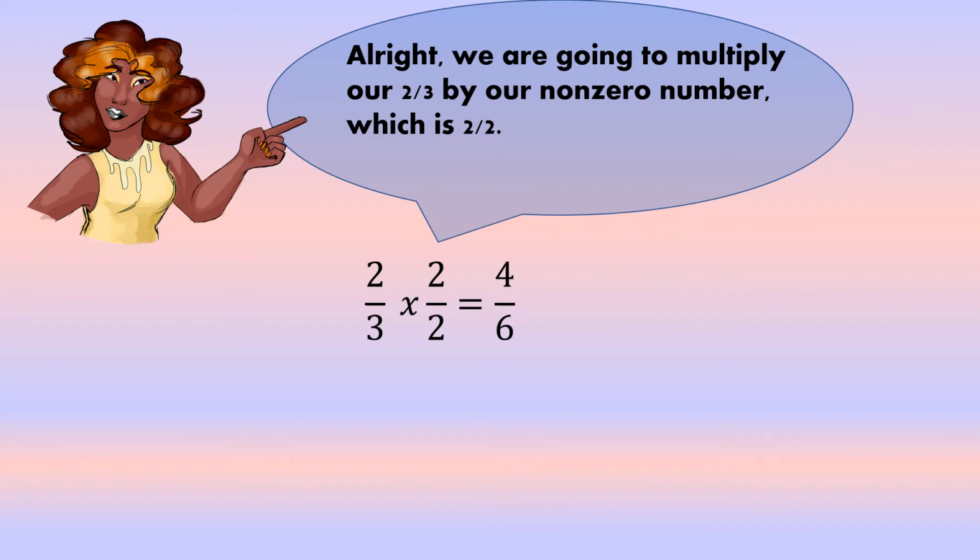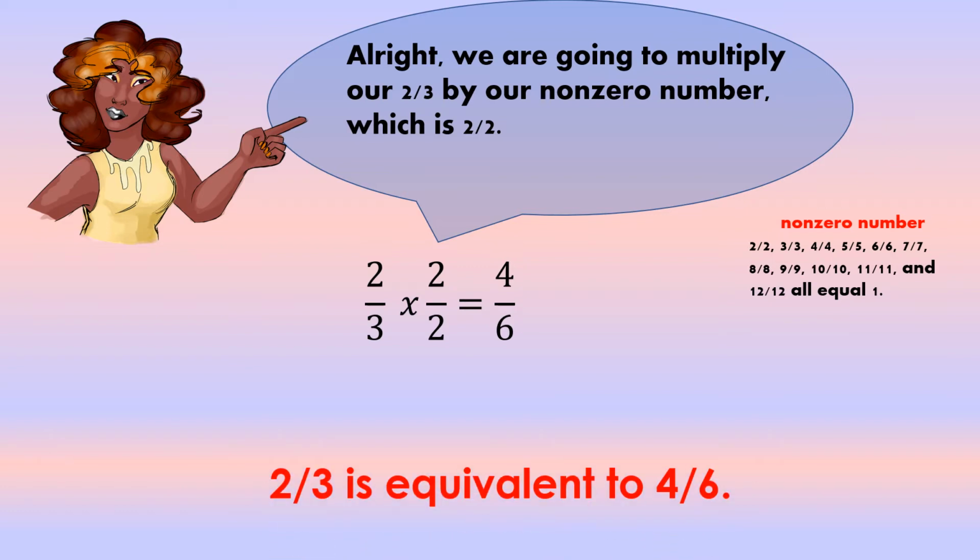All right, now we're going to multiply our 2/3 by our non-zero number, which is 2/2. So we have 2/3 times 2/2 equals 4/6. Now for this problem, all you have to do is multiply the two numerators, 2 times 2, which equals 4, and then multiply the denominators, which is 3 times 2 equals 6. So now we look at it again, we have 2/3 times 2/2 equals 4/6. So 2/3 is equivalent to 4/6.